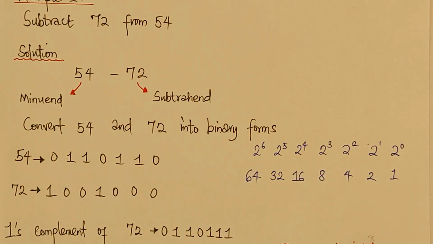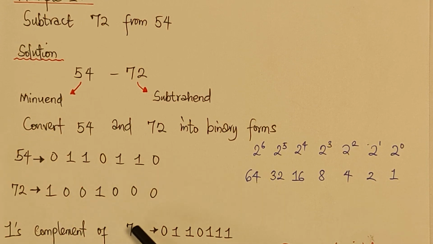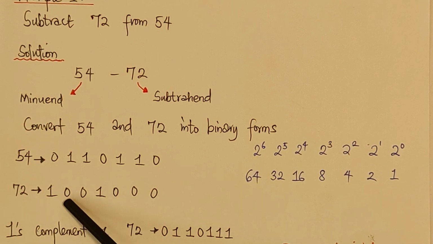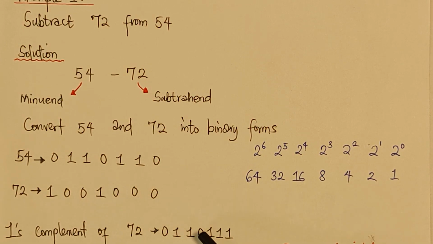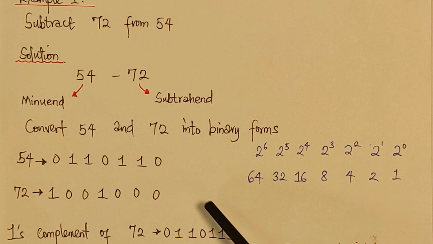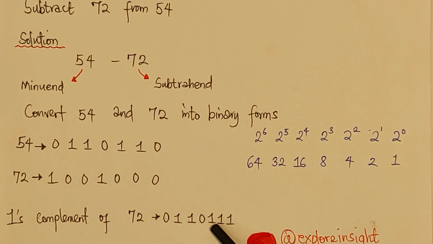The next thing we need to do is to consider the first complement of 72. Now, how do we consider that? There is a rule that says whatever value you're given, find the inverse bit. It means the opposite bit. So since we have 1 here, the first complement is going to be 0. This 0 will be 1. This 0 will be 1. This 1 will be 0. This 0, 0, 0 will be 1, 1, 1. So at the end of the day, our first complement of 72 will be 0, 1, 1, 0, 1, 1, 1.